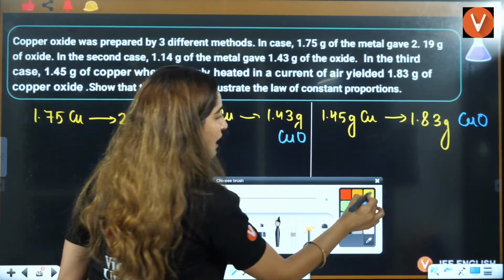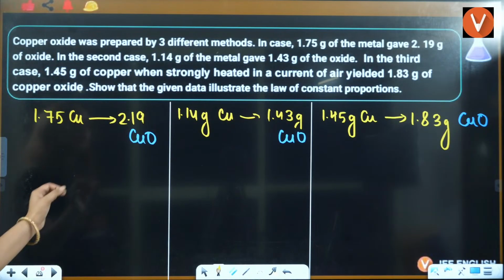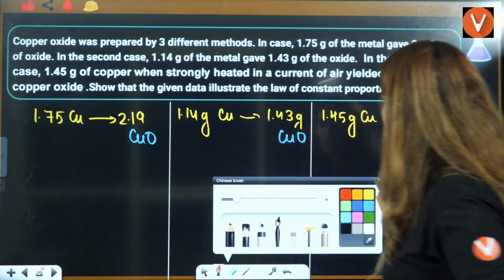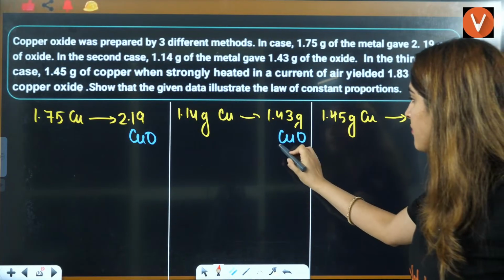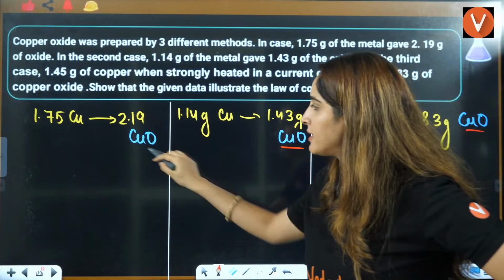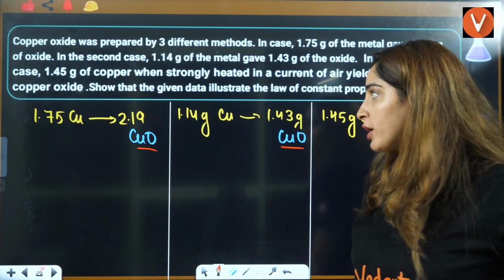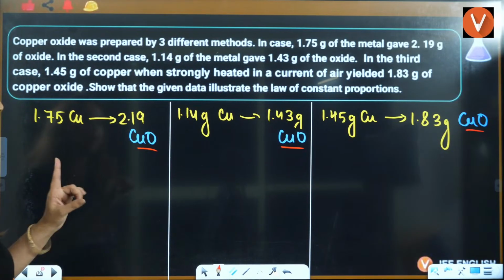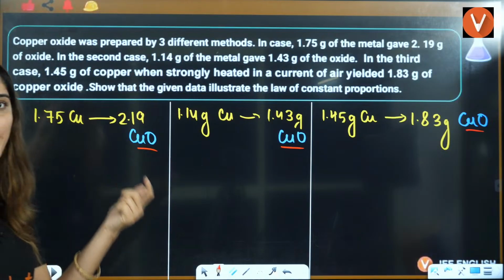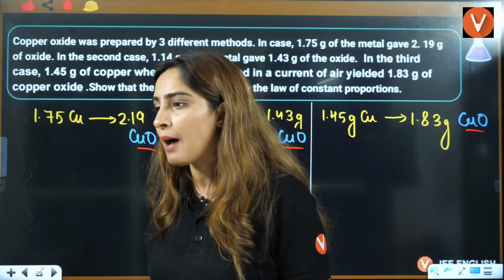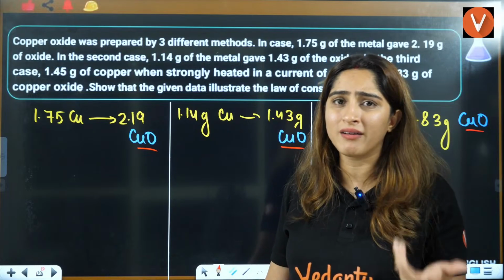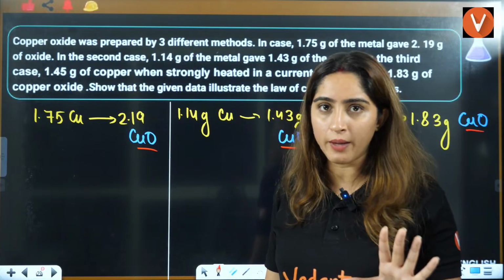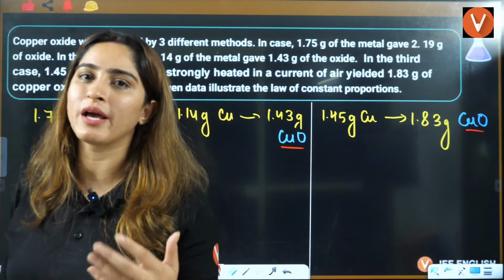Now, what they are asking is, show that the given data illustrate the law of constant proportion. That means we have to see whether they are giving you the same formula or not. For that, we have to make one thing constant here, that is the amount of copper. You can make it 100 gram, 200 gram, anything. I am going to make it 100 gram, just to ease the calculations.